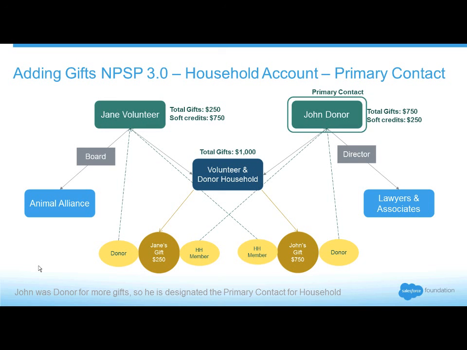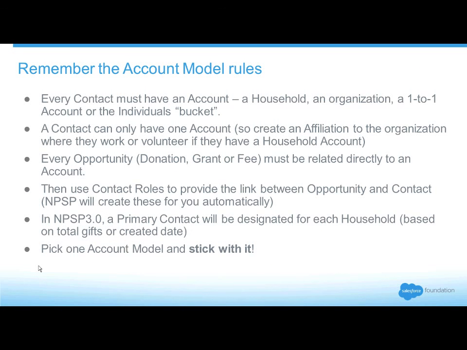Caroline, so let me see if I understand the account model rules you shared with me. First, every contact must have an account. A contact can have only one account. An opportunity must be associated with an account. Contact roles allow me to link the contact with the opportunity. And each household will have a primary contact. And I think really important, that seems clear to me, is that you have to pick a model and stick with it. Yes, exactly. That's the important thing to remember out of this video: pick one account model and stick with it.